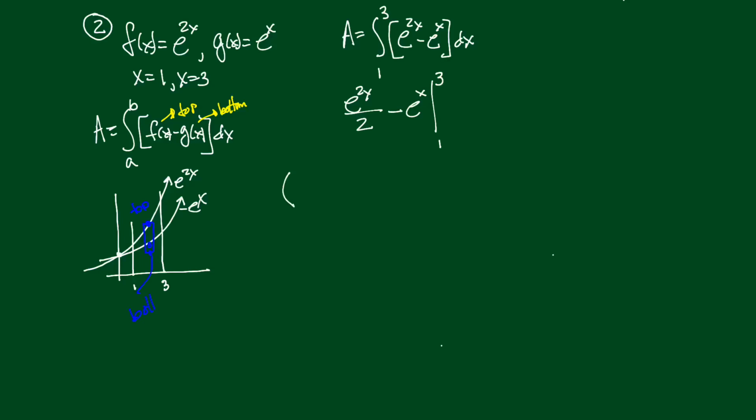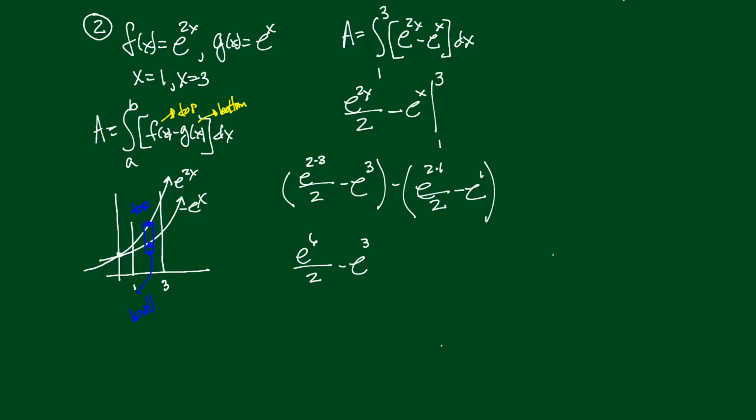Let's put these limits in. We'll get e to the 2 times 3 over 2 minus e to the 3, minus the lower limit, e to the 2 times 1 over 2 minus e to the 1. So what are we left with here? It looks like e to the 6th over 2 minus e cubed minus e squared over 2 plus e, right? Plus, with that right there.